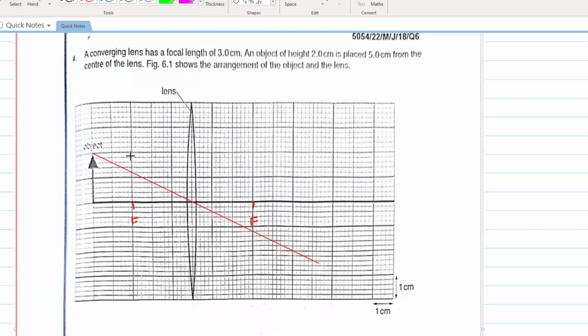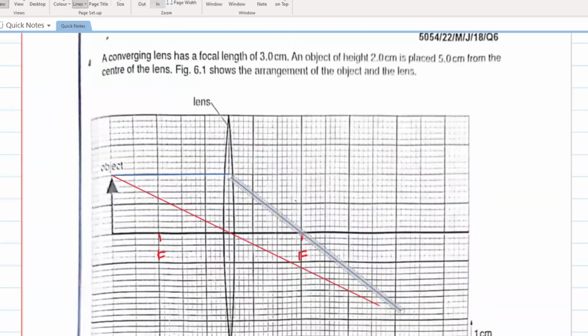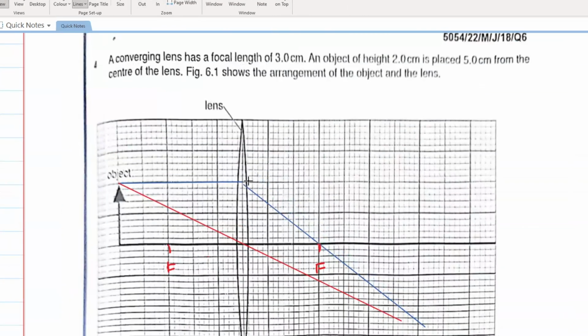The second ray is parallel to the principal axis. And it passes through where? It passes through the focal point, somewhere here. So you will have your image like this. Maybe somewhat like this. And you have to zoom in and make sure that this starts from here. Let's extend this as well. Okay, perfect.